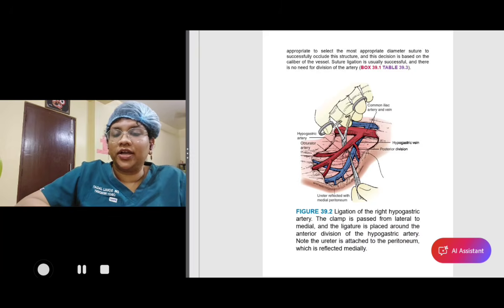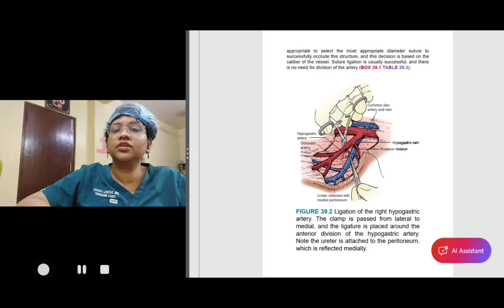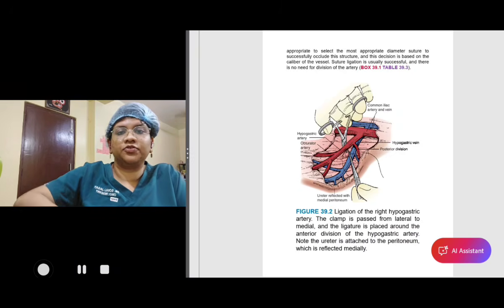Then comes your vaginal artery, which is again a branch of the anterior division of the internal iliac artery, and the inferior gluteal artery, which supplies the gluteal muscles and the posterior thigh. So remember, the inferior gluteal artery is a branch of the anterior division of the internal iliac artery.